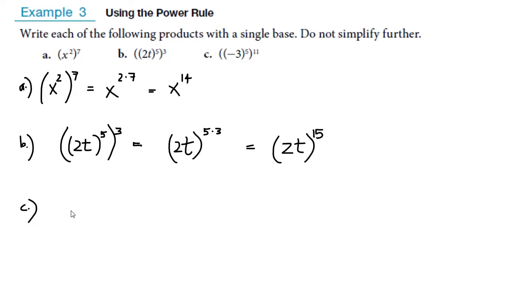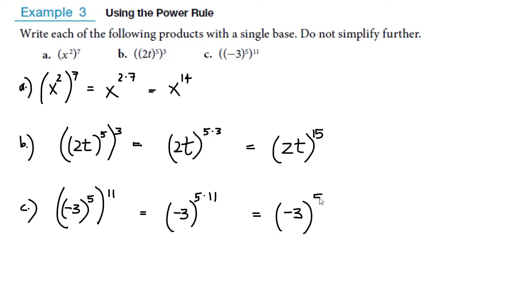In part C, I have negative 3 to the power 5, and I'm going to raise that exponential expression to the power 11. So the base is negative 3, and the exponents are 5 multiplied by 11. So here I have base negative 3 to the power 55. And I don't need to simplify it further because that's what it says.